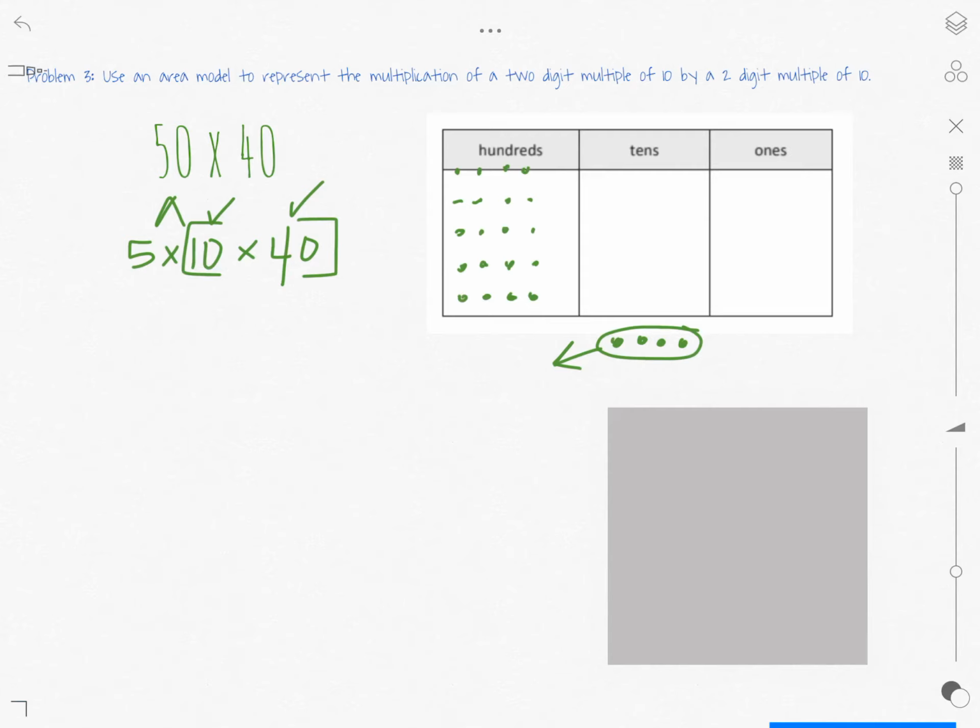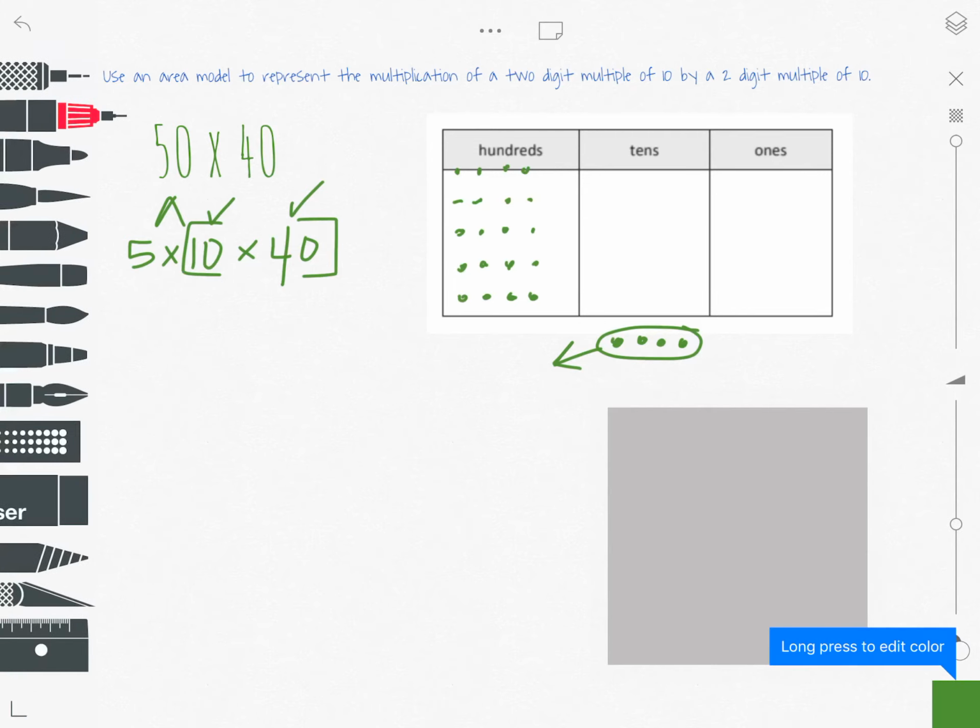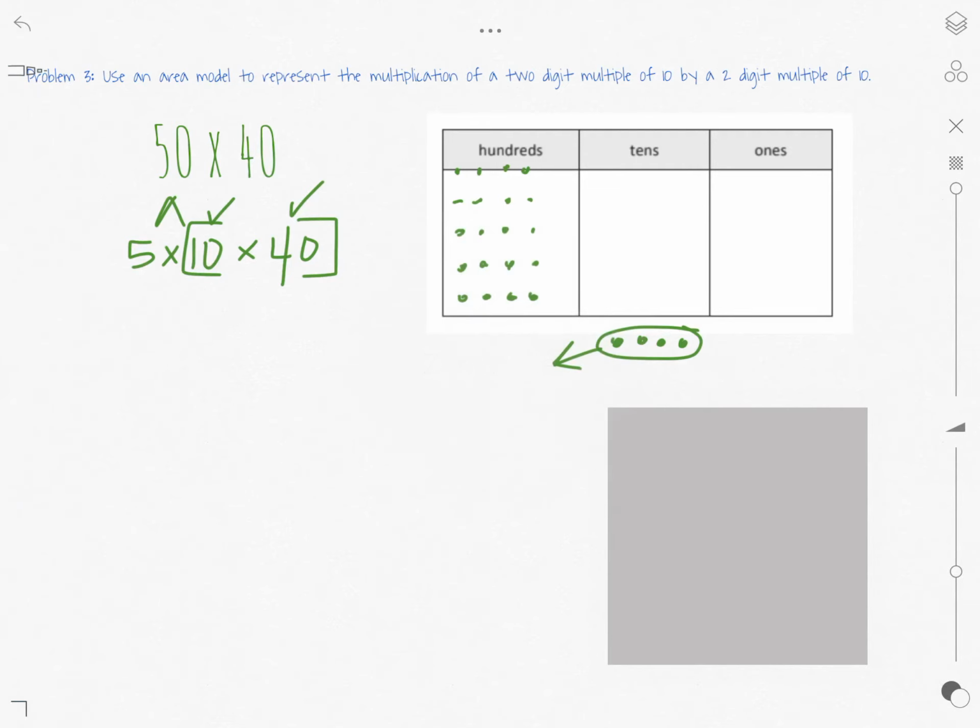This particular one, if I have more than 10, I'm going to have to bundle. And I definitely have more than 10 here. So I'm going to bundle those discs. So I need 10 in a bundle. This is nice. I've got 10 here. Send them over. 10 here. Send them over.